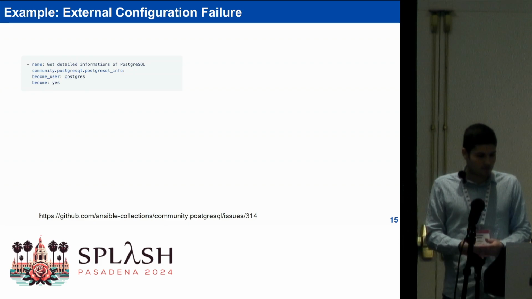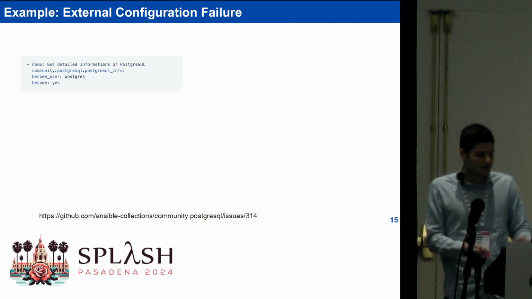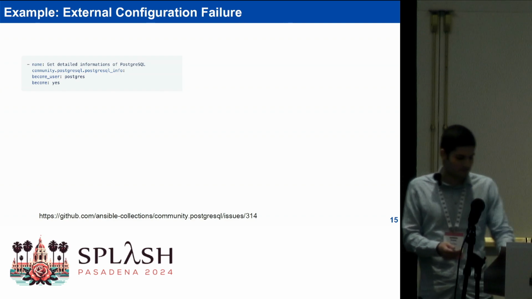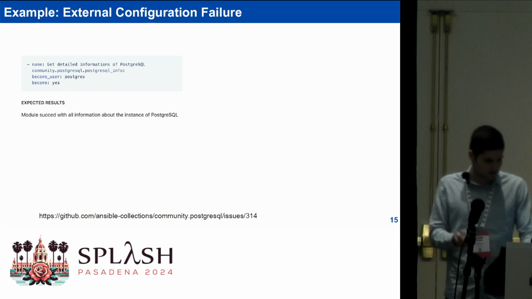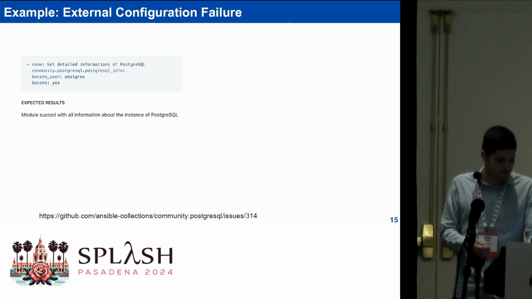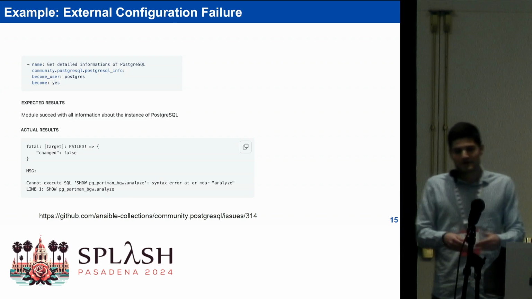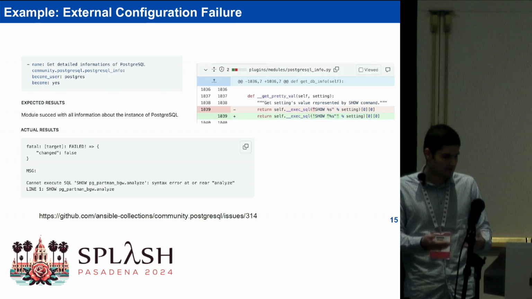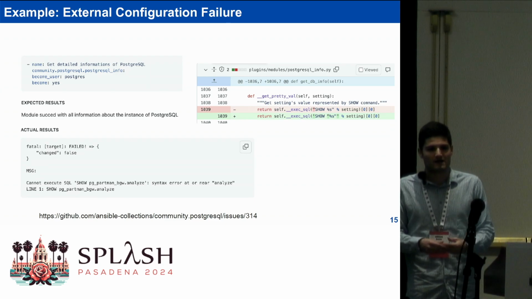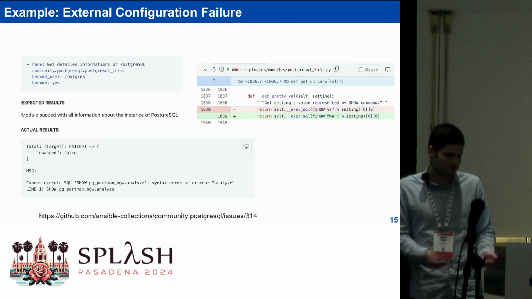To adduce an example, consider this snippet where we invoke the PostgreSQL info configuration unit in order to retrieve some information from a database. So we would expect that we would retrieve successfully information about the instance of the database. However, what happens is that this script fails and we receive an error related to an execution of an SQL command. And this happens because within the code, we try to execute an SQL operation to the external database, which has a syntax error.